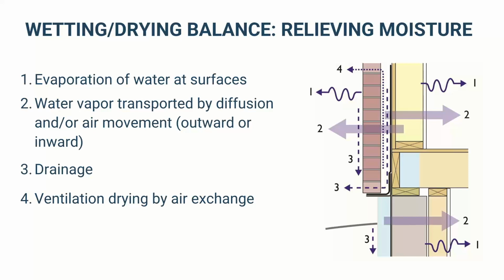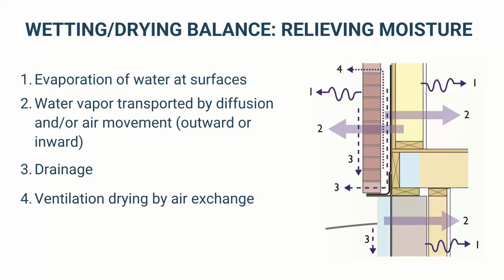So we've got number 1, this is evaporation, right? And this obviously greatly depends on the weather, the climate conditions, how fast or how slowly this happens, or whether it happens at all. And it could go to the indoors or to the outdoors, either way, depending on how the wall is constructed and what the conditions are. The second one here is water vapor transported by diffusion, right? Again, that could either be a source or a way for buildings to dry, depending on the conditions, right? It can either move inward or outward.